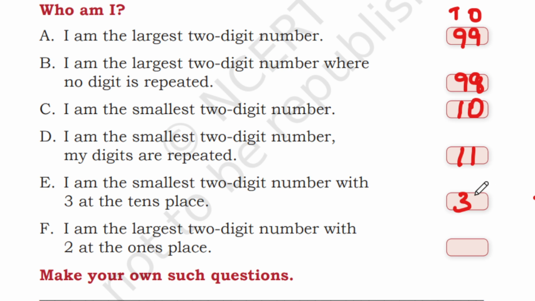So we have 30. In the tens place, we have the number 3. Okay, I am the largest two-digit number with 2 at the ones place. So here we have tens and ones. I am the largest two-digit number with 2 at the ones place. So here they are asking for 2 in the ones place, and the largest such number is 92. So the answer is 92.